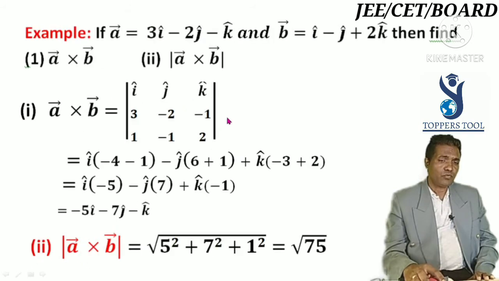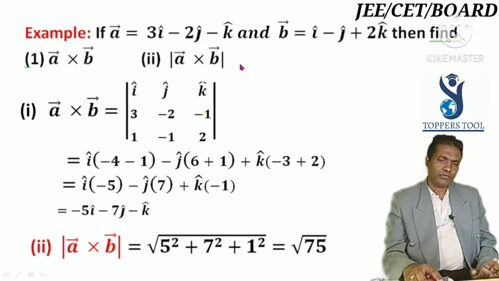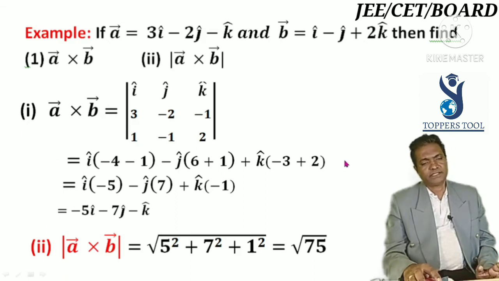We'll move on to the next problem of the same kind. You have to work it out. A is given, B is given. You are asked to find A cross B and the magnitude of A cross B. As earlier, I hope you will do it. The determinant expansion has to be made perfect.